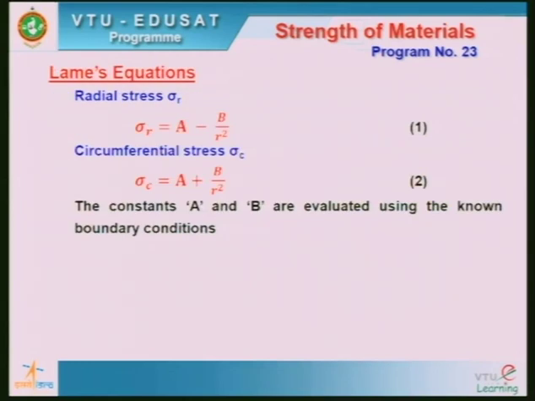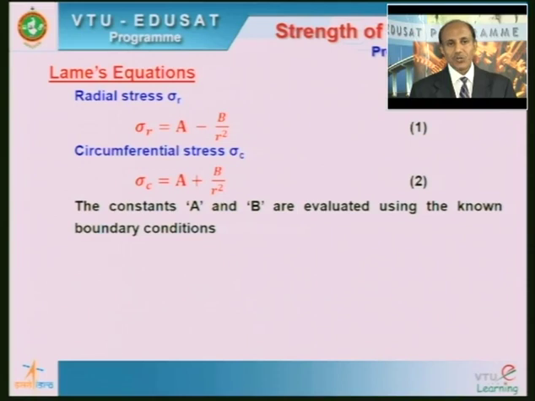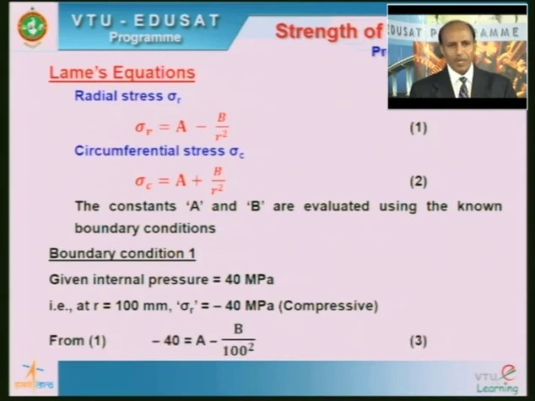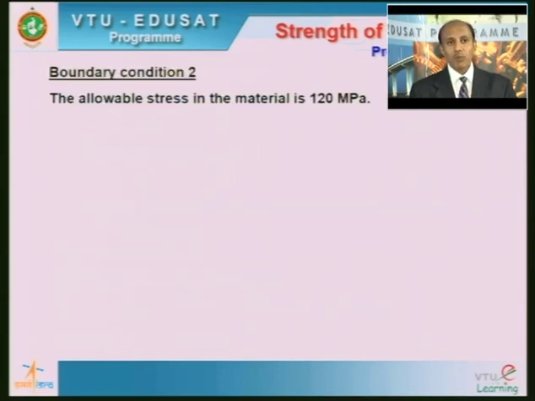Again we go back to Lame's equations, two equations, with two constants we have to evaluate using the boundary conditions. The internal pressure is 40 megapascals, so substituting R equal to 100 mm, the value of sigma R equal to minus 40 megapascals in equation 1, you have one equation available. Now, we have one more boundary condition, the allowable stress in this particular case.